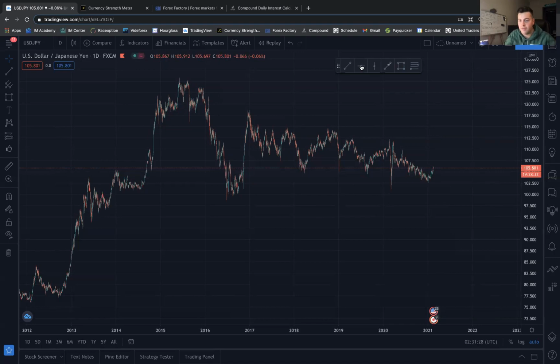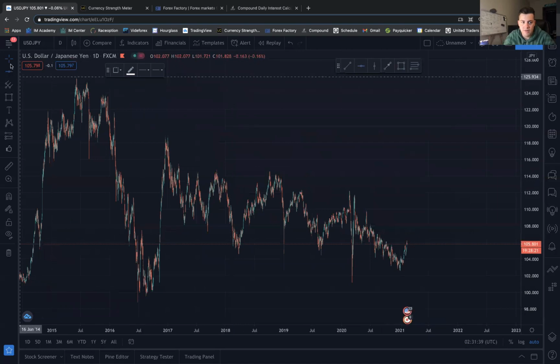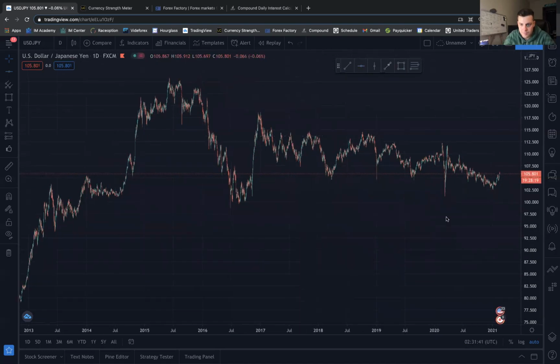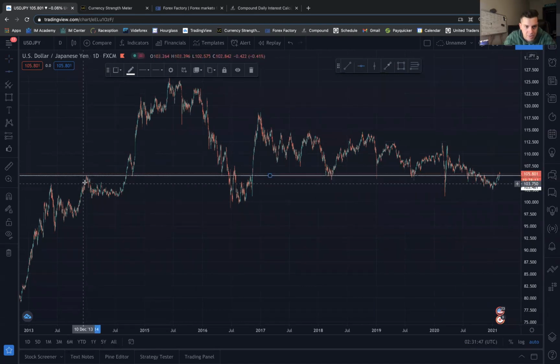But what we're going to do to start off, we're going to grab the horizontal line and basically start drawing support resistance trend lines. So what I want to do is start back here, 2013, 2014. What we're going to do to start off though, is I'm going to drop a horizontal line right here. This would be called a resistance. Price came up and it resisted right here and then it came back down.